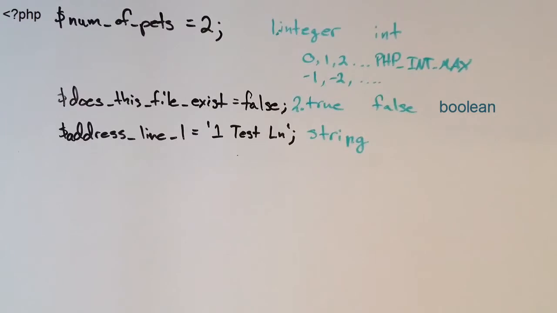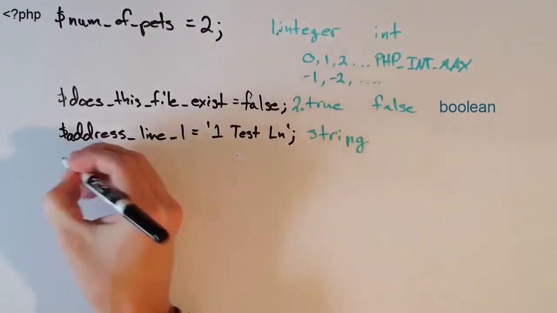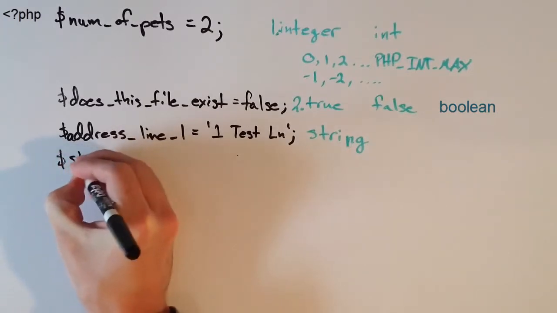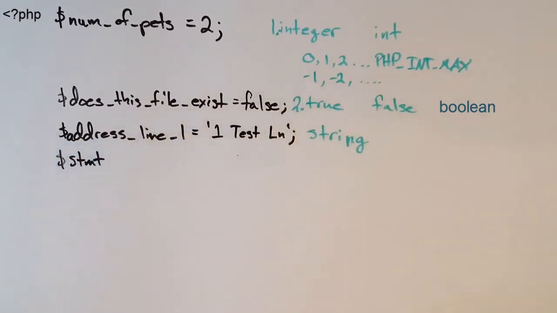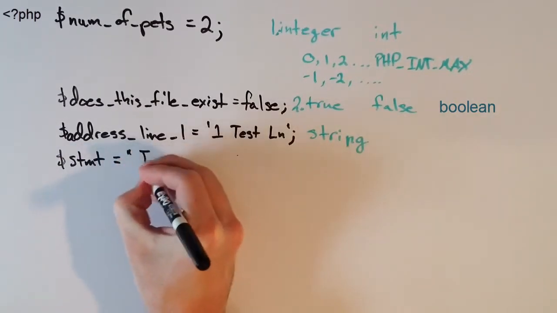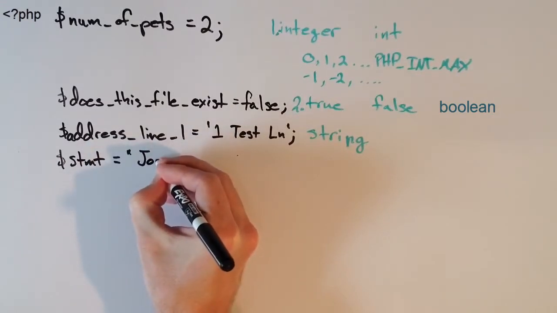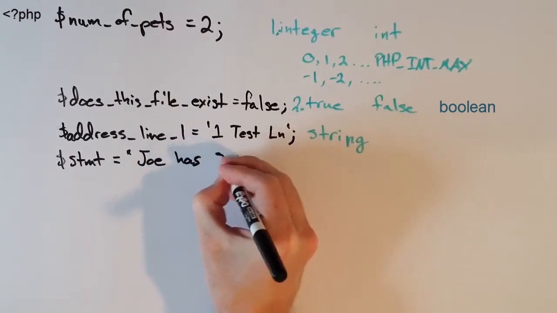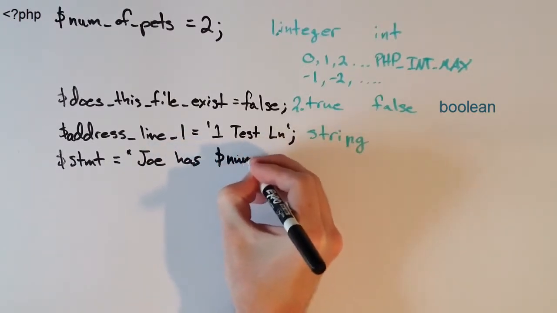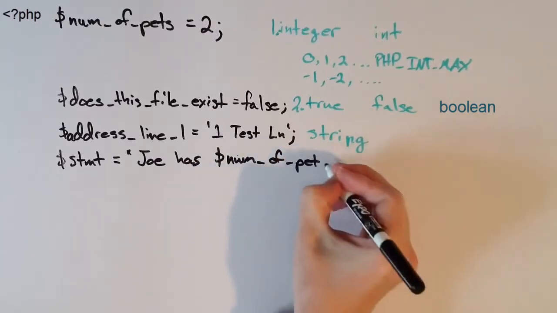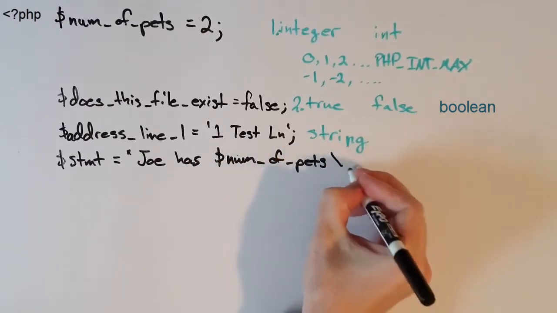Now with double quotes, we'll just do another variable, $statement. What double quotes will do is it will interpret the contents of the string. So I can do Joe has $num_of_pets \n.